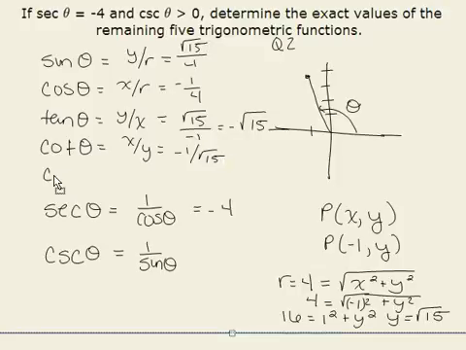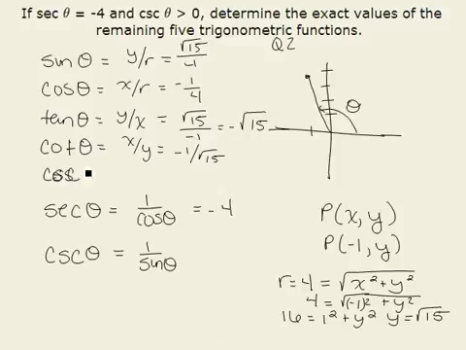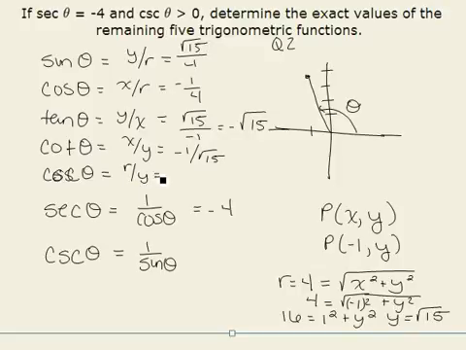Finally, cosecant of theta is a reciprocal of sine, which is given by 4 divided by the square root of 15.